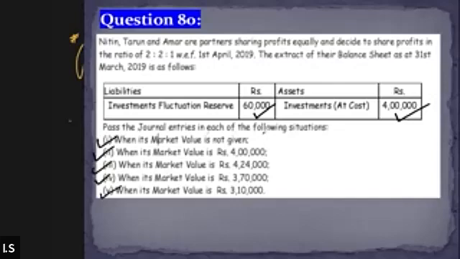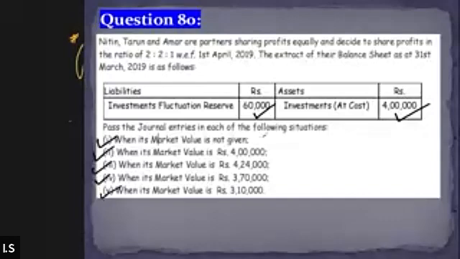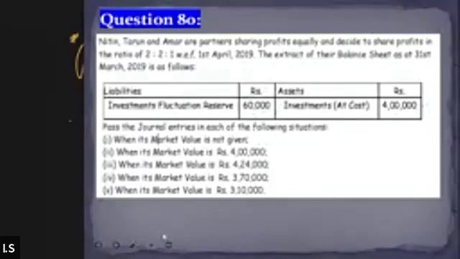So tell me, how are we going to deal with the investment fluctuation reserve when the market value of the investment is not given? Tell me, anyone, Heba, Mariam, or anyone else, if the market value of the investment is not given, then how are we going to deal with the investment fluctuation reserve? What are we going to do with the investment fluctuation reserve?